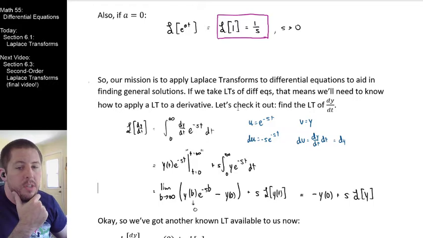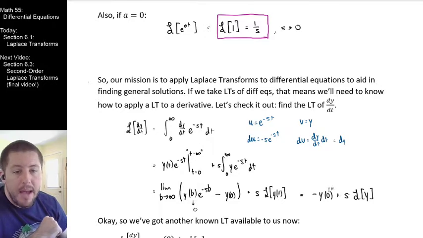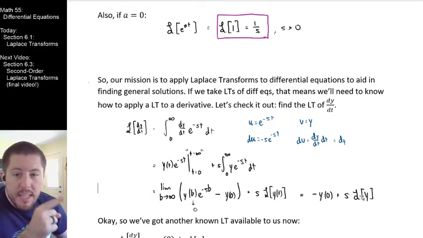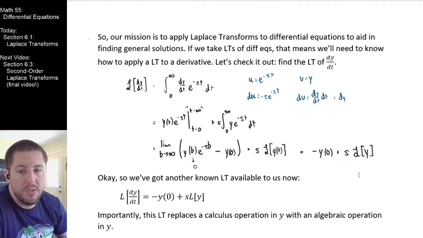And again, here's the really important thing. By applying the Laplace transform to the derivative of a function, we apparently need to know the initial condition associated with y, but we also now just have the Laplace transform of just the original y. So you should notice that this handled the calculus step for us right here. We went from a calculus operation on y to not a calculus operation on y. That's the small powerful thing under the hood that's happening here with our Laplace transforms.